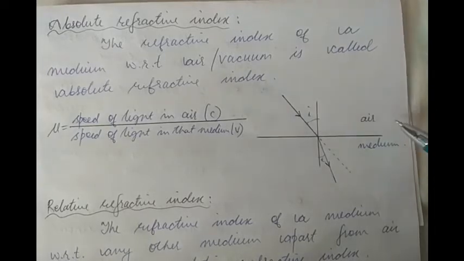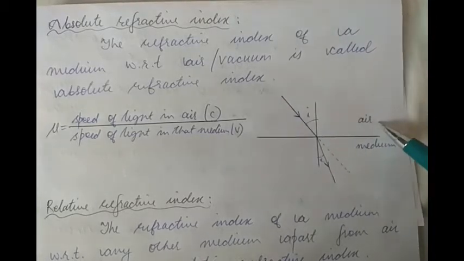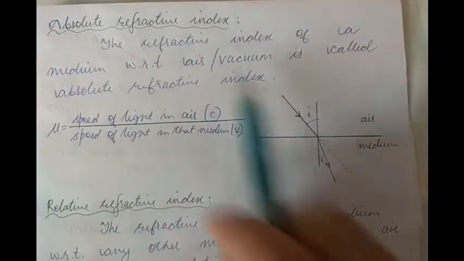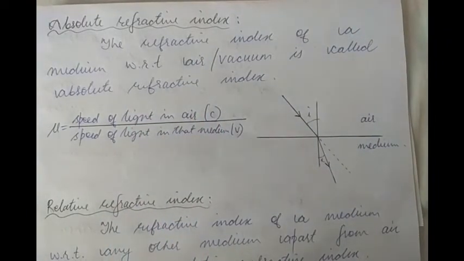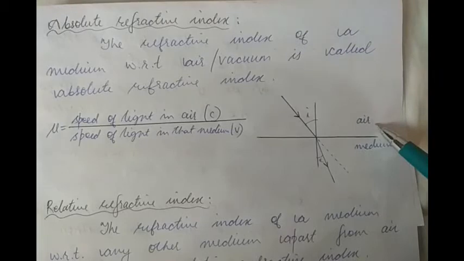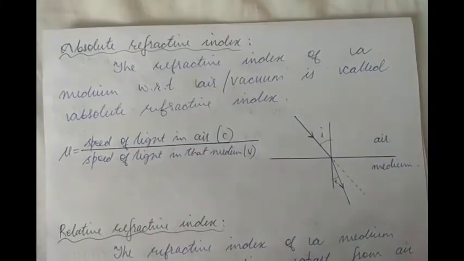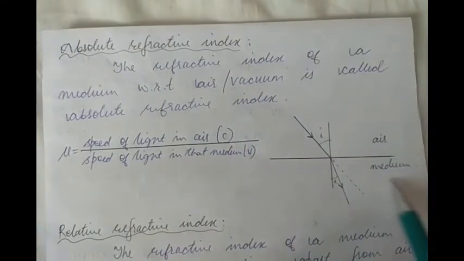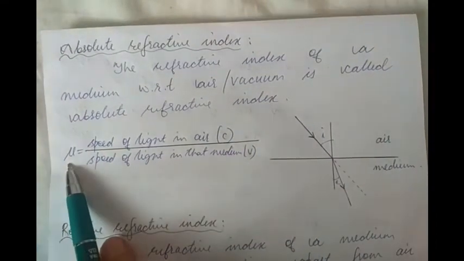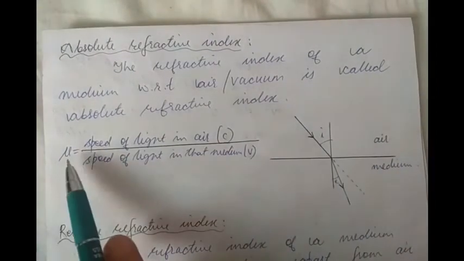So when the first medium is always air or vacuum, then the refractive index of the second medium with respect to air or vacuum is called the absolute refractive index, of course that of the second medium. The second medium in itself could be anything. It could be glass, water, any kind of oil, any transparent medium. But the first medium always has to be air or vacuum. So that is exactly what I've written over here. The refractive index of a medium with respect to air or vacuum is called the absolute refractive index of that medium, which is denoted by mu.